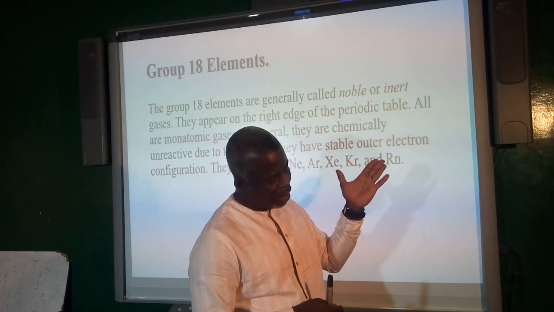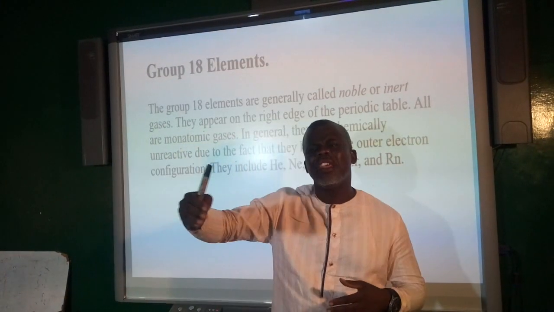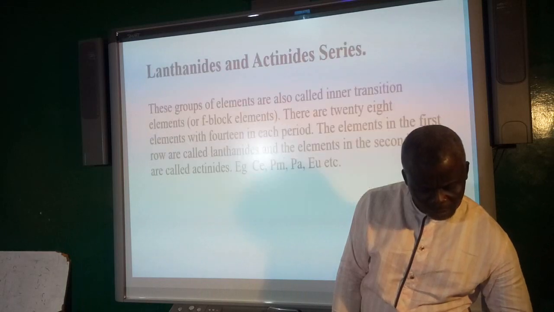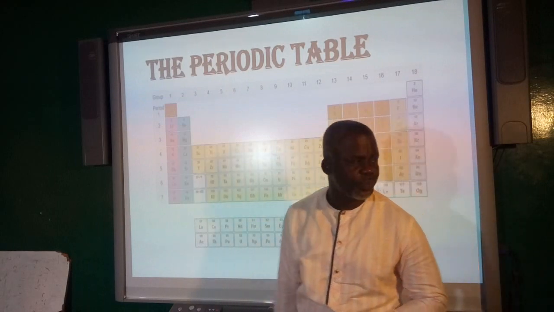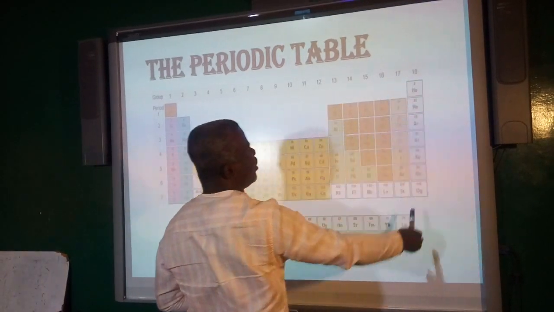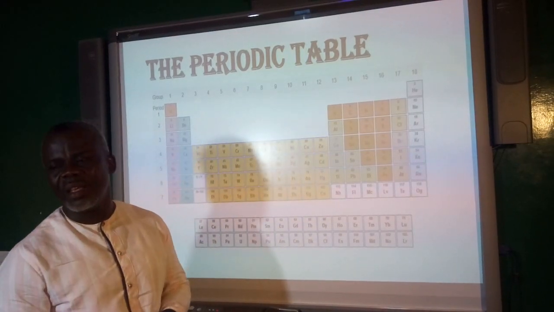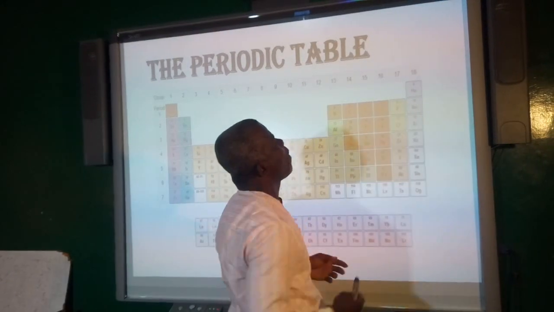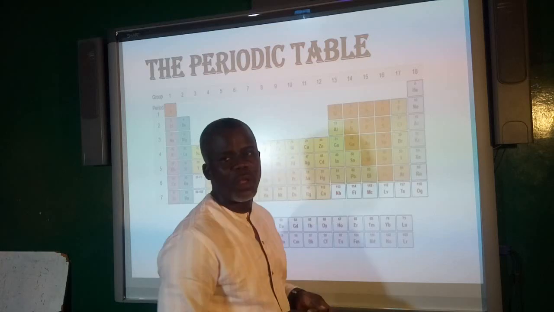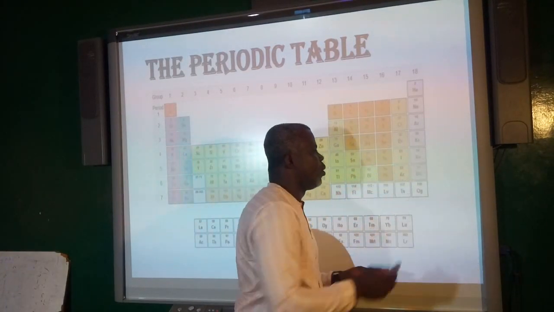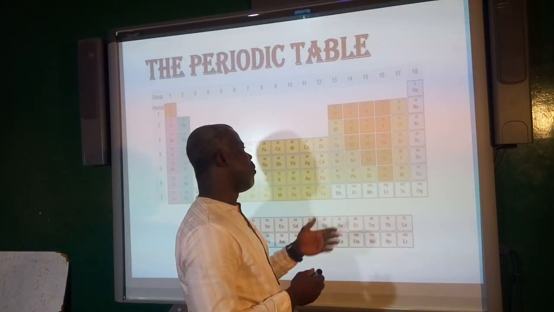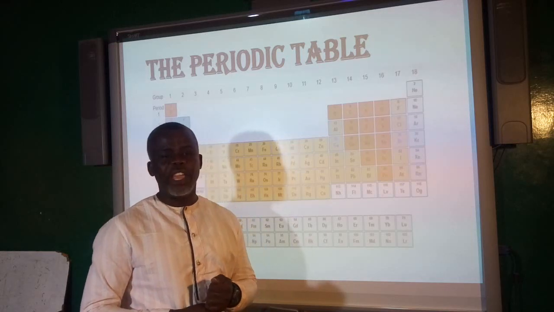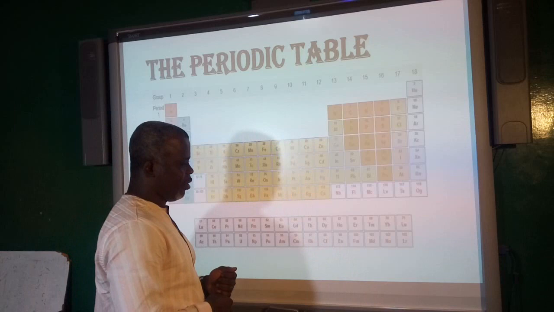Where are they located in the periodic table? They are located at the extreme right, the right edge of the periodic table. Let us take a look at the periodic table again. These are the group 18 or group 8A elements. We have helium, neon, argon, krypton, xenon, and radon. How many elements are there? 1, 2, 3, 4, 5, 6. We have 6 elements that make up group 18, the inert or the noble gases.